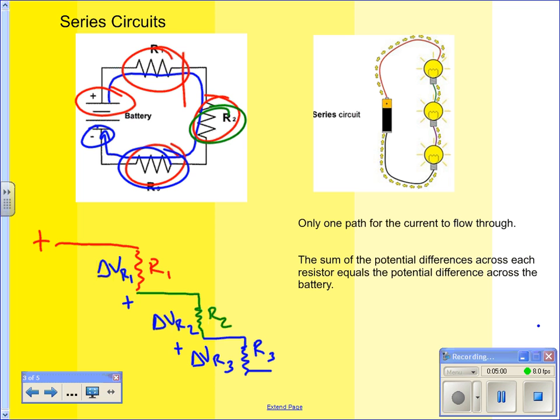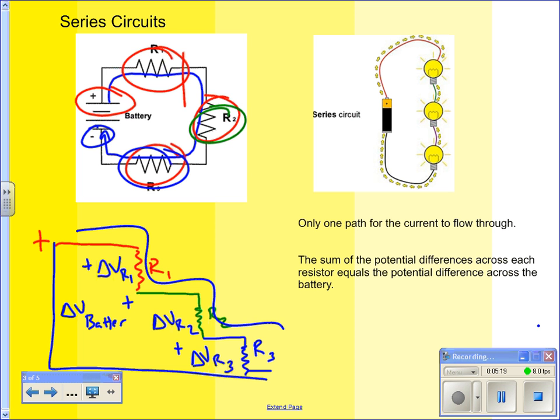all of these would add up to the total voltage of the battery. So you can think of each one of these resistive elements uses some of the voltage of the battery, but added all together, we should come up with the voltage of the battery. There's only one path, so electricity would have to go through each one of these to complete the circuit.